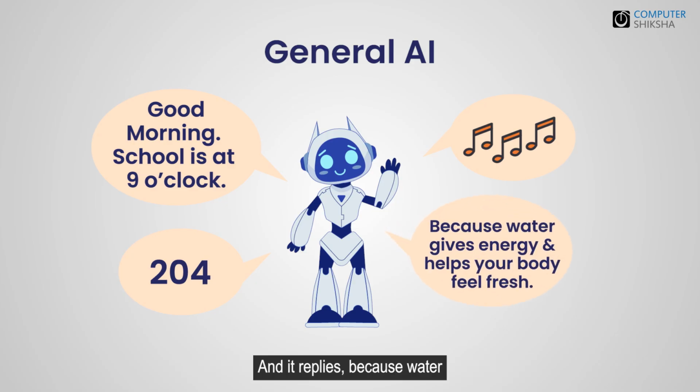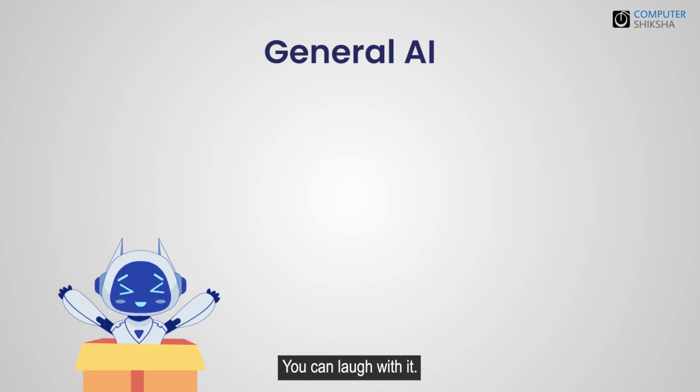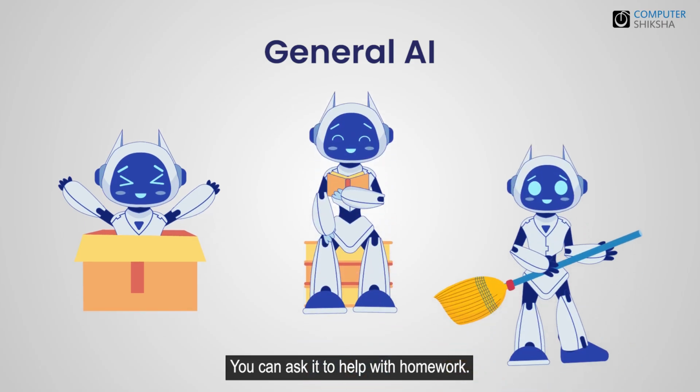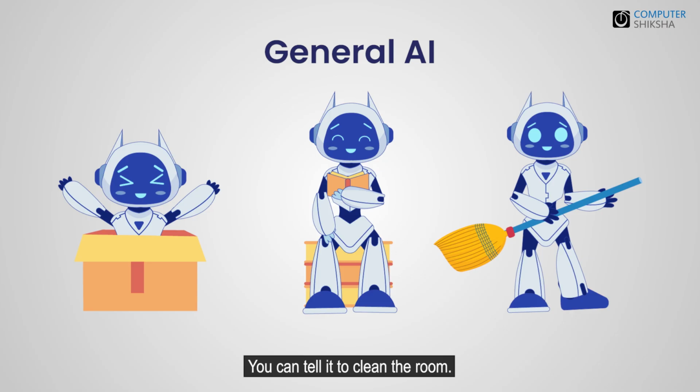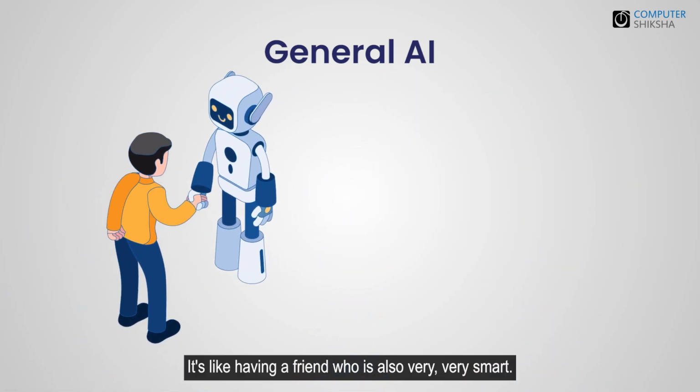And it replies, "Because water gives energy and helps your body feel fresh." This robot doesn't just follow rules. It thinks, learns, talks, understands just like a real person. You can laugh with it, you can ask it to help with homework, you can tell it to clean the room. It's like having a friend who is also very, very smart.